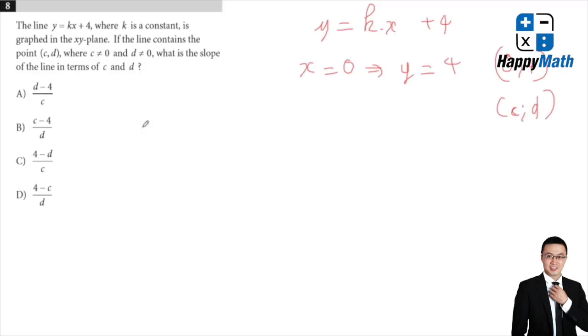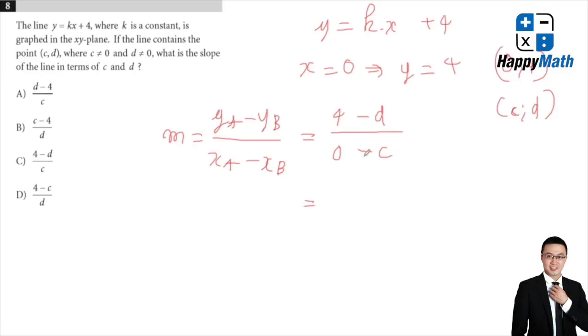So from here you can get that the gradient, or the slope of the line, will be equal to (ya minus yb) divided by (xa minus xb). So I can take (4 minus d) divided by (0 minus c). So with minus c in the denominator, I can move the minus into the numerator. So 4 minus d changes to d minus 4, divided by c. So the answer is A.